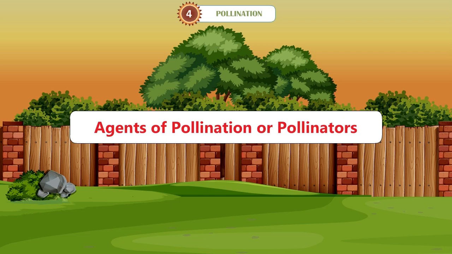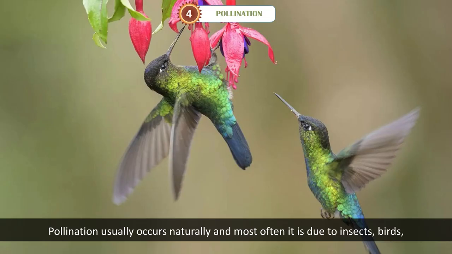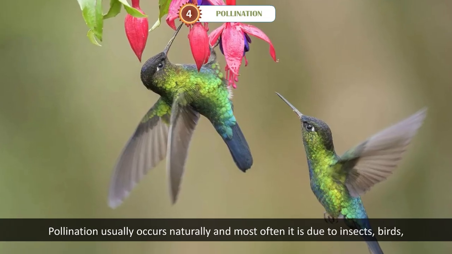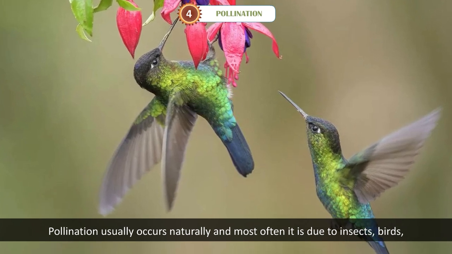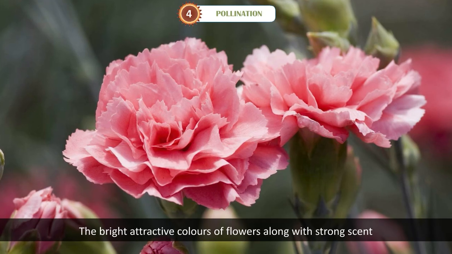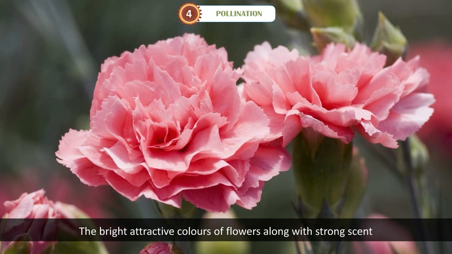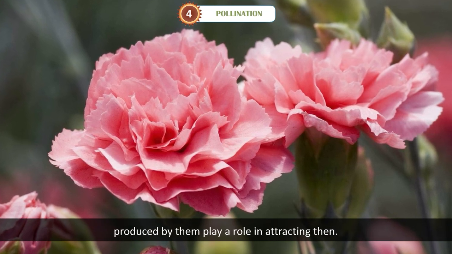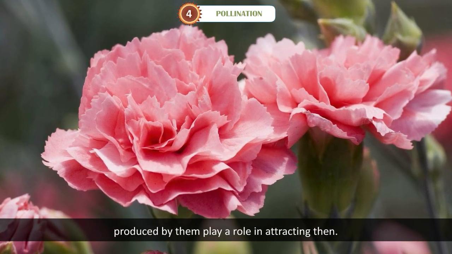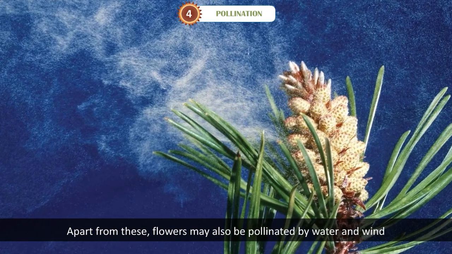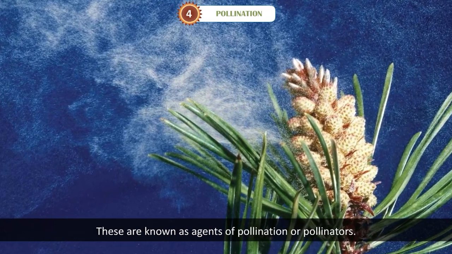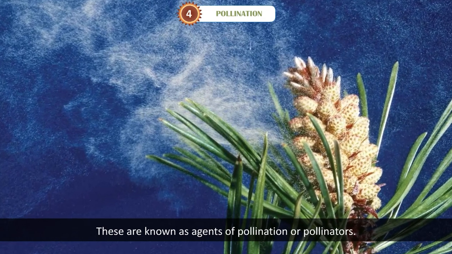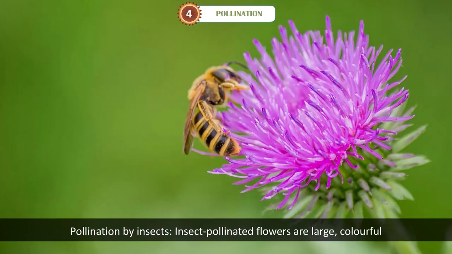Agents of pollination or pollinators. Pollination usually occurs naturally and most often it is due to insects, birds, and small mammals. The bright attractive colors of flowers along with the strong scent produced by them play a role in attracting them. Apart from these, flowers may also be pollinated by water and wind. These are known as agents of pollination or pollinators.